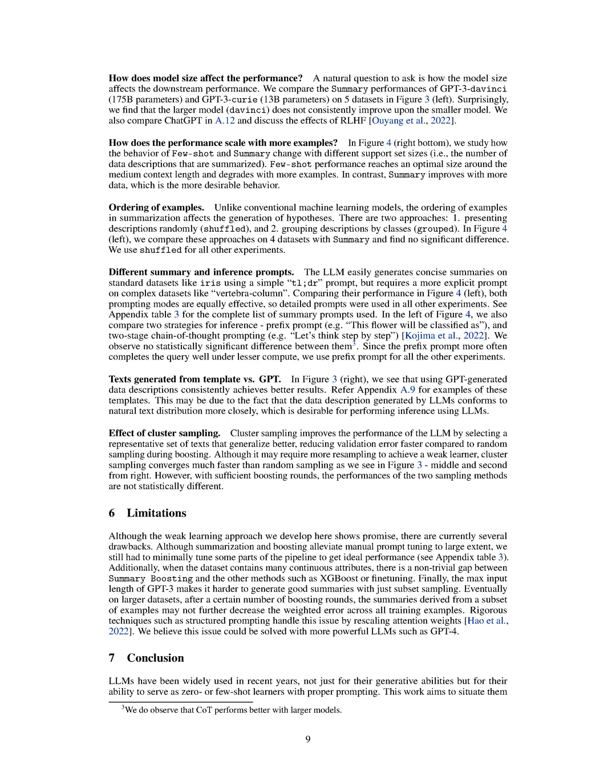Section summary. The ordering of examples in summarization affects the generation of hypotheses, and 2 approaches are presented: presenting descriptions randomly or grouping them by classes. The LLM generates concise summaries on standard datasets using a simple prompt, but requires a more explicit prompt on complex datasets. Using GPT-generated data descriptions consistently achieves better results, and cluster sampling improves the performance of the LLM by selecting a representative set of texts that generalize better.